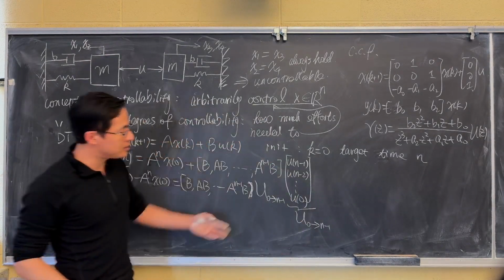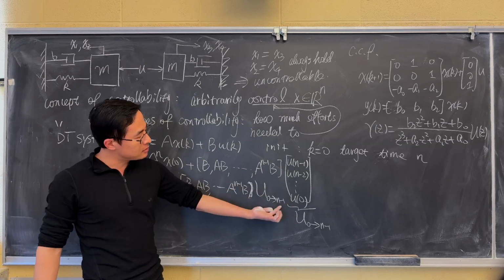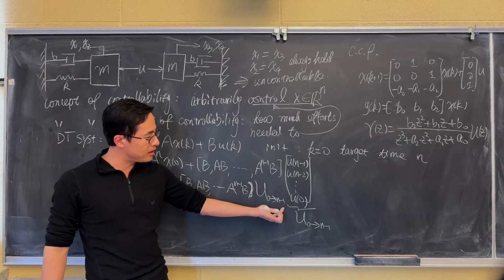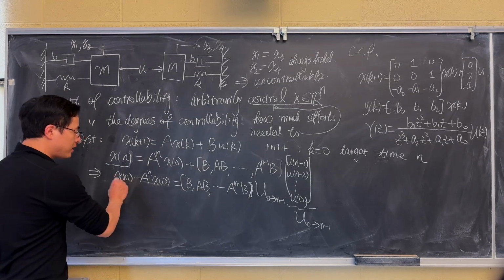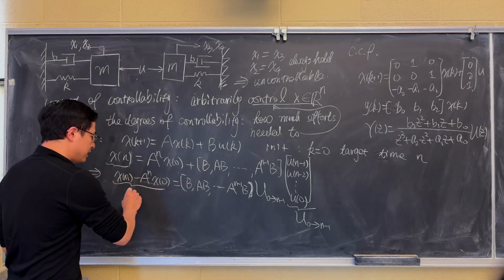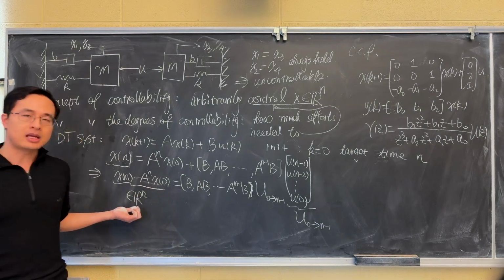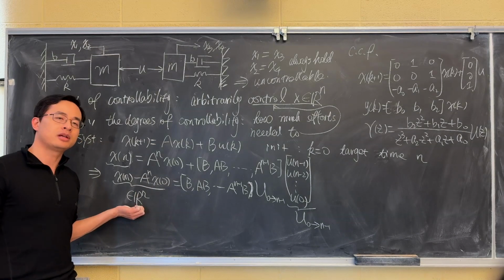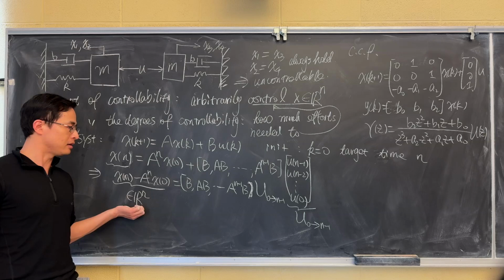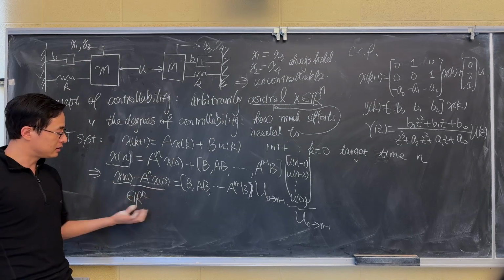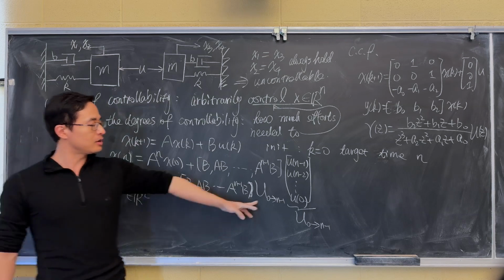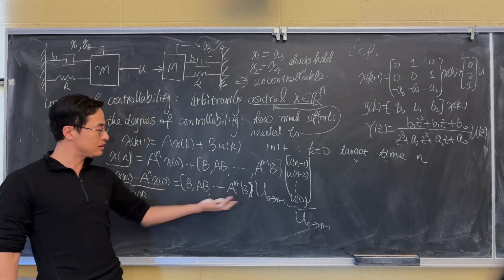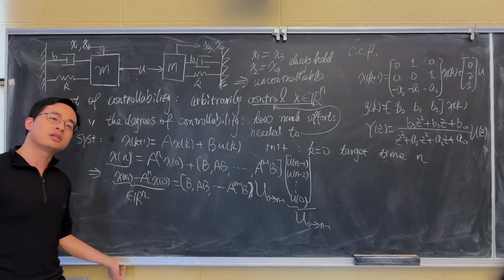So the question is really, can I find this control sequence u from 0 to n minus 1 such that this equation has a solution? And the right hand side is arbitrary in the n-dimensional state space. If this spans the entire n-dimensional space, we can always solve this. That means the system is controllable.